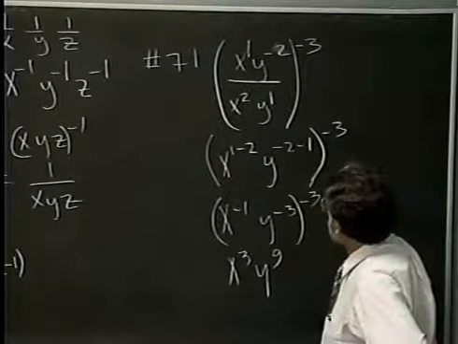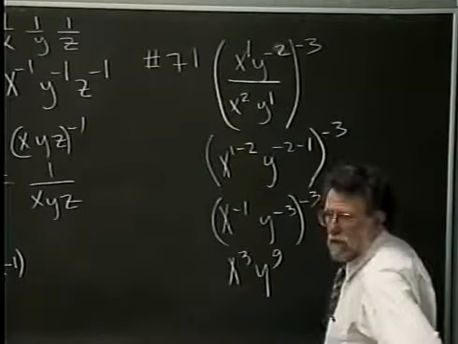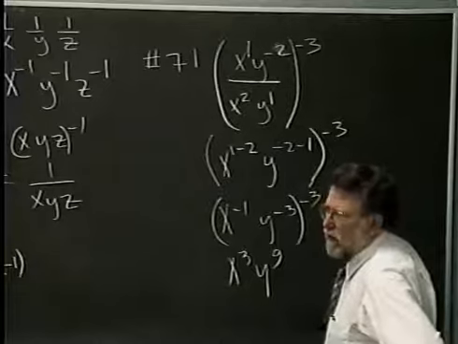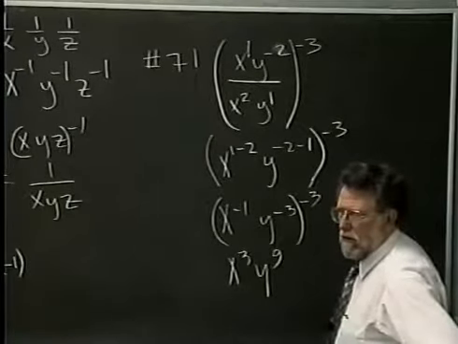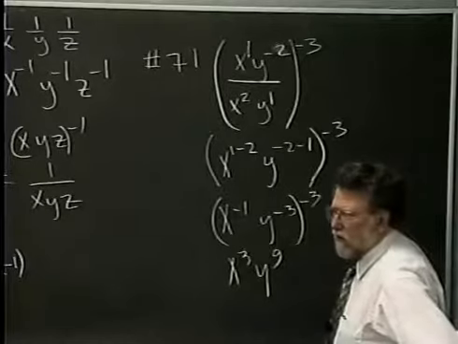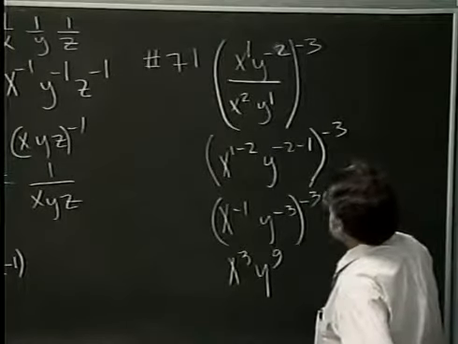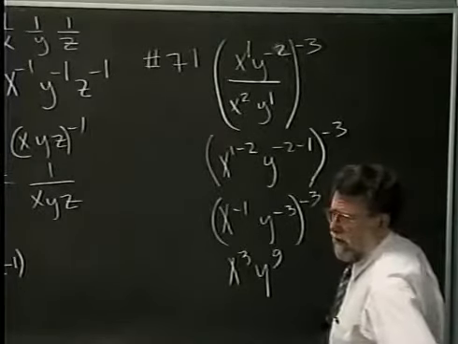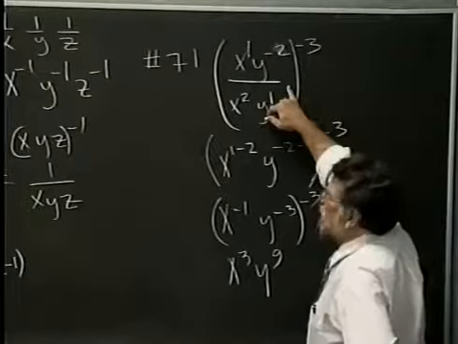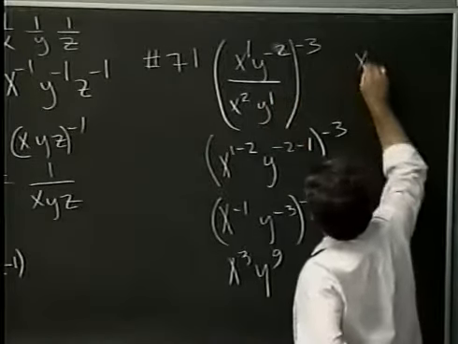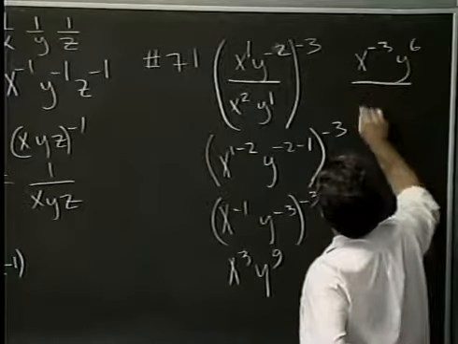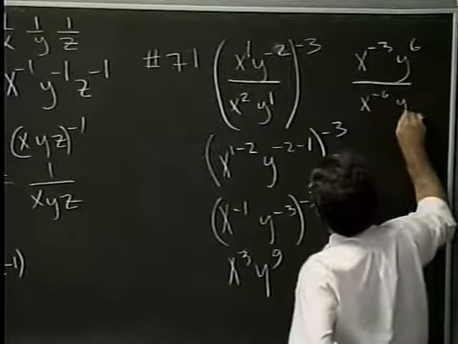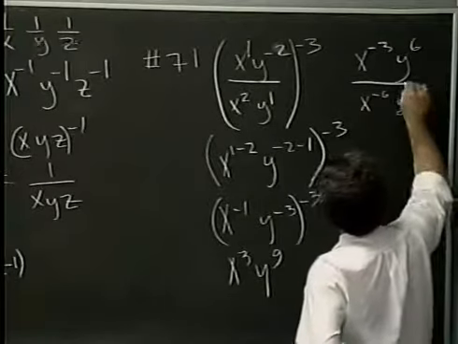Are we in agreement with the final answer? You may not agree with the method, but do we agree with the final answer, x to the third, y to the ninth? I'm seeing a few heads nod. What's another approach I could have done? I could have looked at this immediately and said that's x to the minus 3, y to the 6th over x to the minus 6, y to the minus 3.